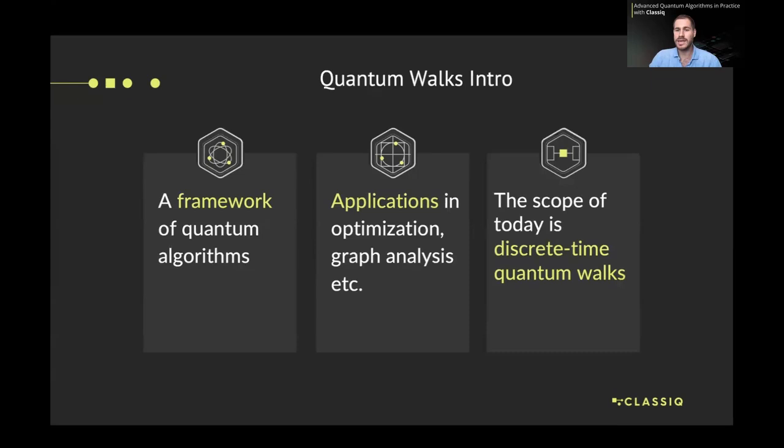And the scope of today is discrete time quantum walks. So on the high level, there are two types of quantum walks. One is continuous time quantum walks, and the second is discrete time quantum walks. And today we'll focus on the discrete time version. Even within the discrete time, there are a few different methods or a few different sub-frameworks that usually are used. And today we'll use one of them.